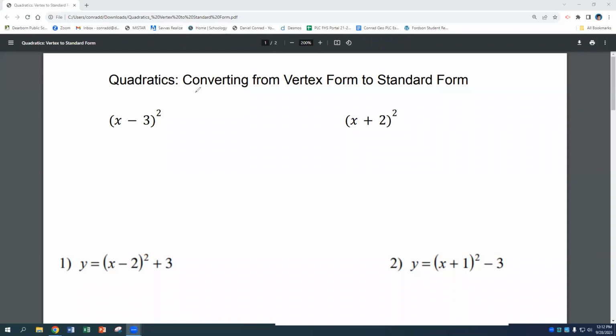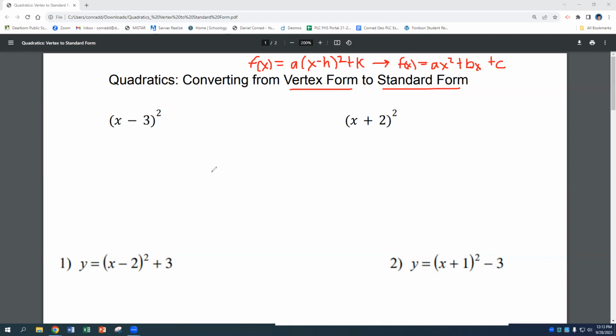We want to be able to convert our quadratic equations, our quadratic functions, from vertex form into standard form. Vertex form was f of x equals a times (x minus h) squared plus k. And we want to convert that into standard form, which is f of x equals ax squared plus bx plus c. So we're trying to go from vertex form into standard form.